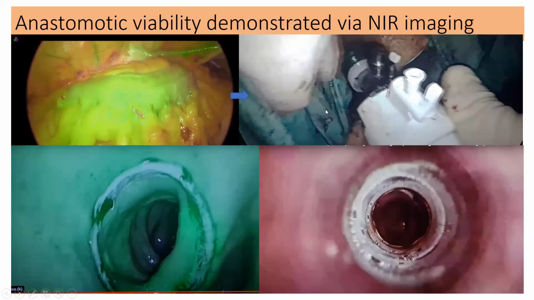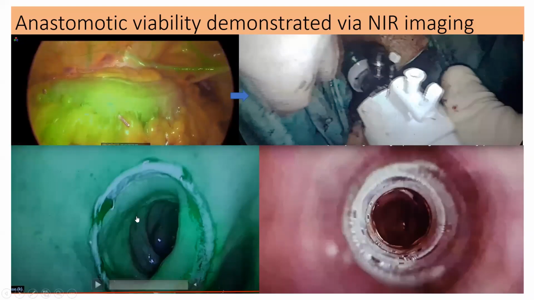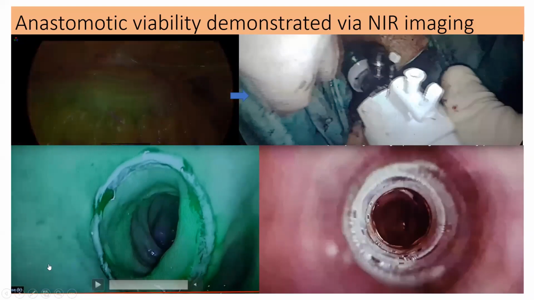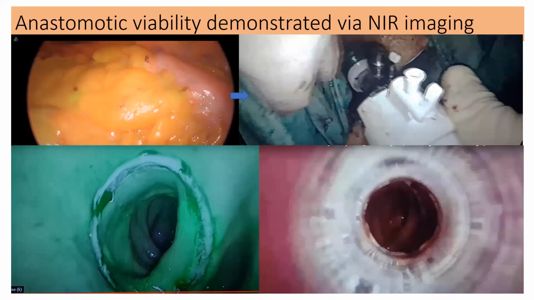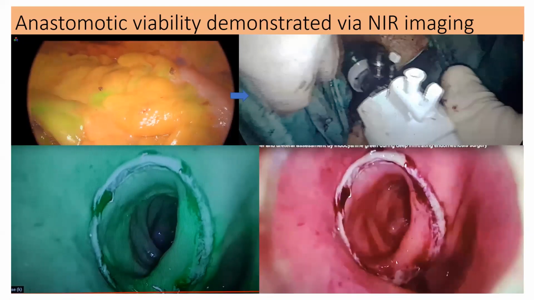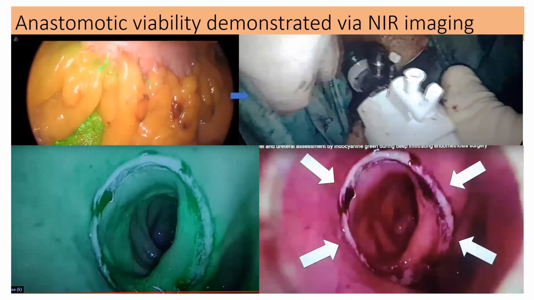After that, we can observe the mucosa by inserting the telescope through the anus and seeing the green vascularity on either side of the anastomosis from the mucosal side. That is how the vascularity of the mucosa is seen.